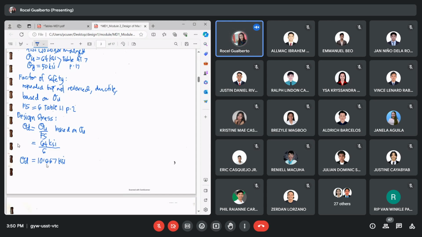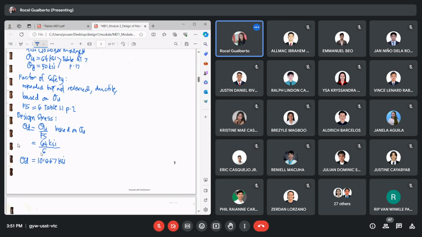And aside from that, kapag dimensions naman po yung kinukuha natin, lagi din naman po natin i-convert siya to the standard size. Okay? Kaya, yun po yung ating gagawin.